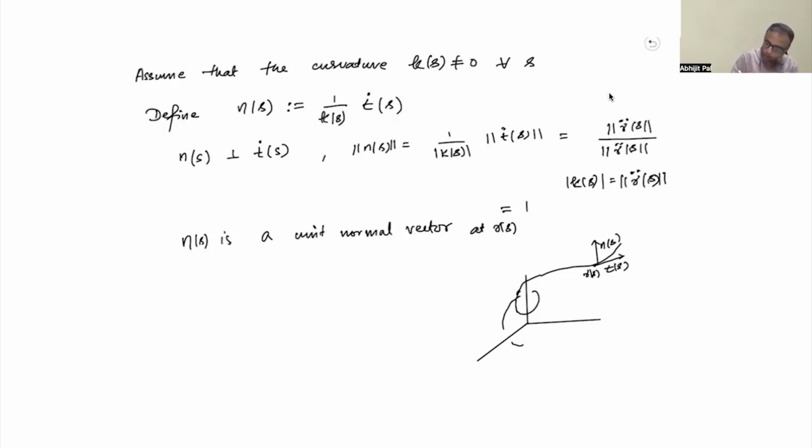Now this T and N generate a plane, and that plane we'll call the osculating plane. So the plane determined by this tangent vector T and the normal vector N is called the osculating plane.